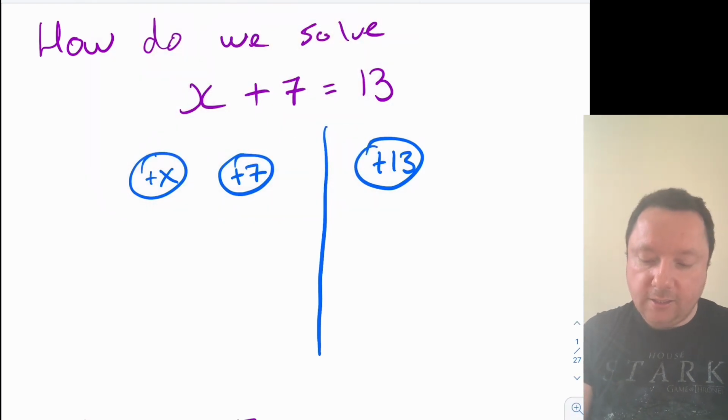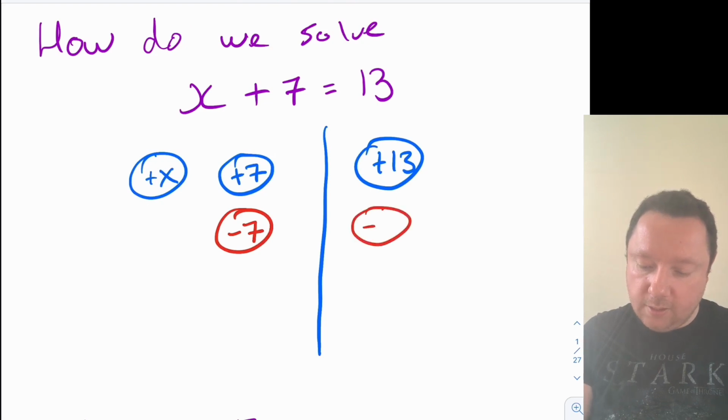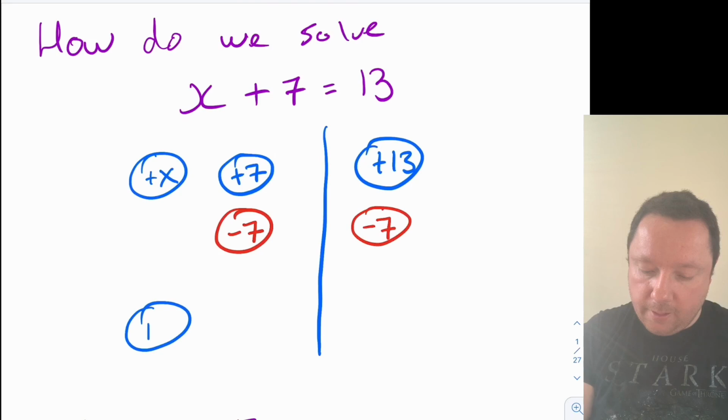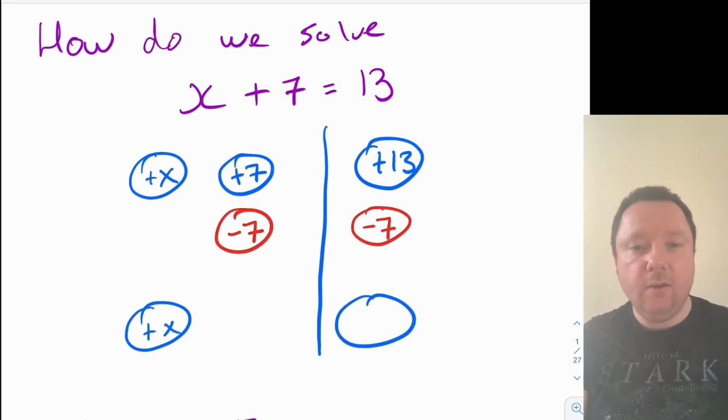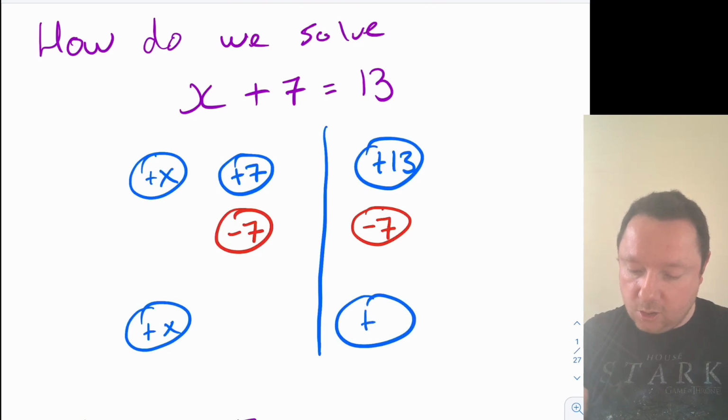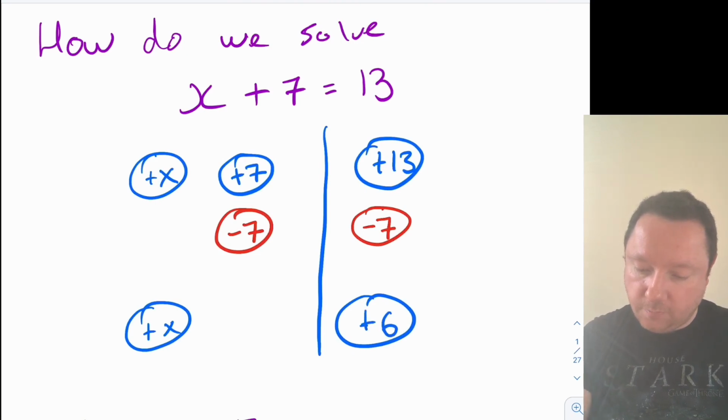So now the goal at the end is just to have x on one side. So I'll leave the x as it is. So I want to get rid of this plus 7, so I'll just try and make 0. 7 and minus 7 is 0, and I have to do the same to both sides. So the 7 and minus 7 cancel to make 0, so that leaves on the left hand side just a positive x tile. And it leaves on this side, that's plus 13 take away 7, which is plus 6. So we've now solved the equation. The answer is x equals 6.